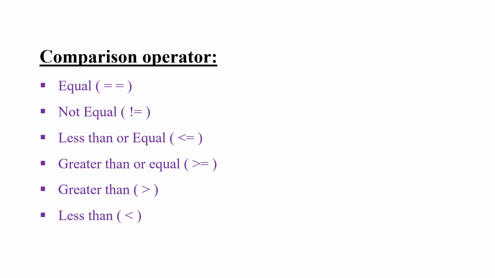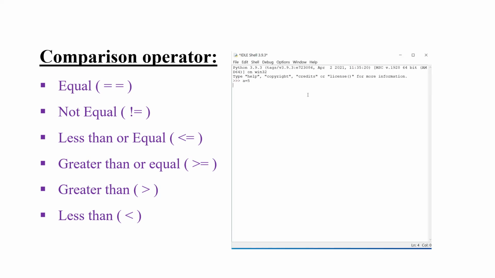Next, the not equal to operator. If the two values of the two operands are not equal, then the condition becomes true, otherwise false. If I take a = 5, b = 6, print a != b. Here we'll get the output as true because a and b both the values are different.